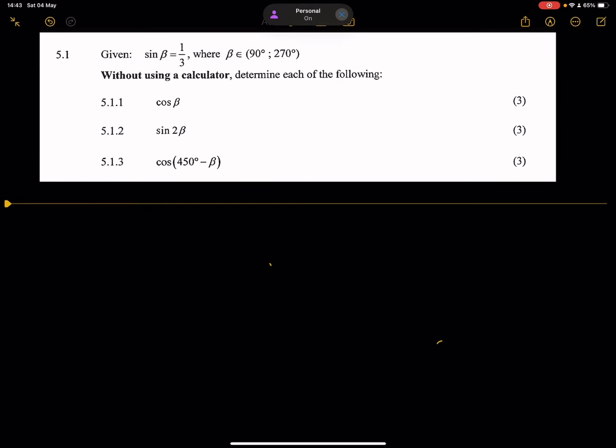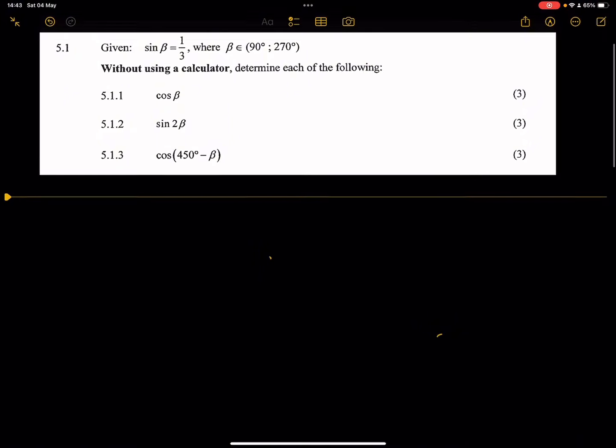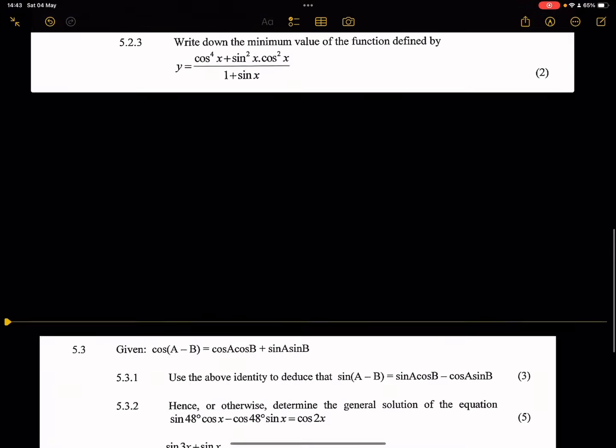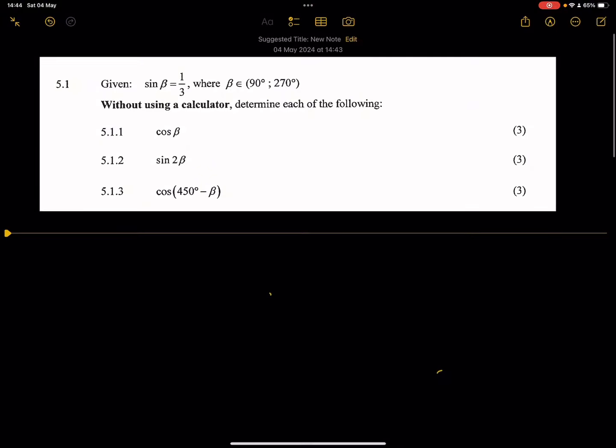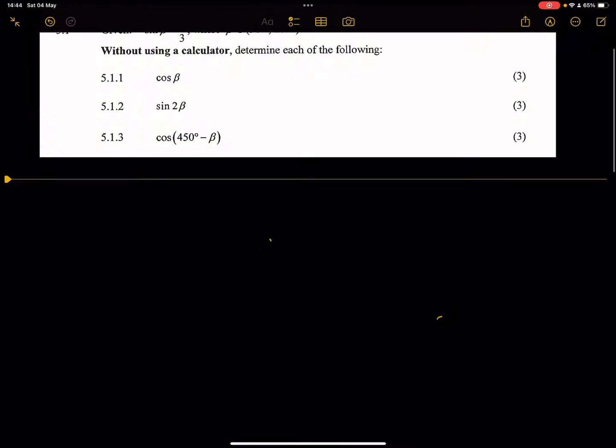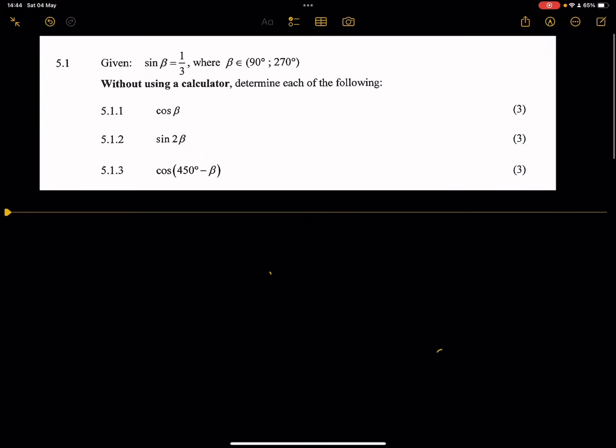And now we move on to question 5. So I've just tried to separate it into different sections so that it's easier for us to understand. So let's start with 5.1. They give us there that the sine of beta is 1 over 3, right? And they say where beta is 90 to 270. So which means we're going to try and draw a Cartesian plane, right? So first of all, we see that we're given sine of beta equal to 1 over 3.